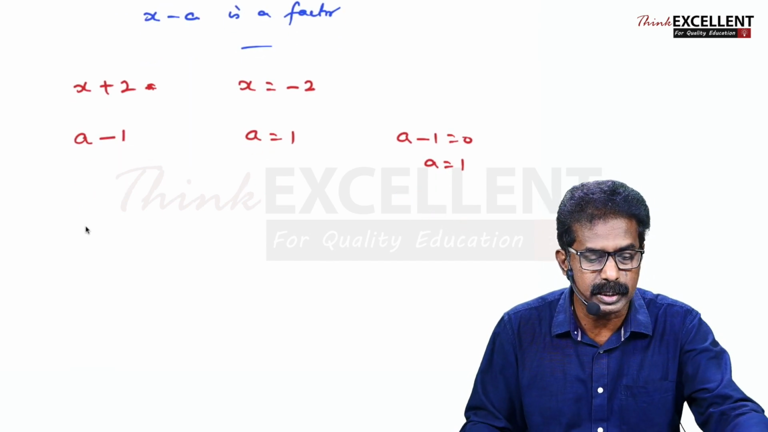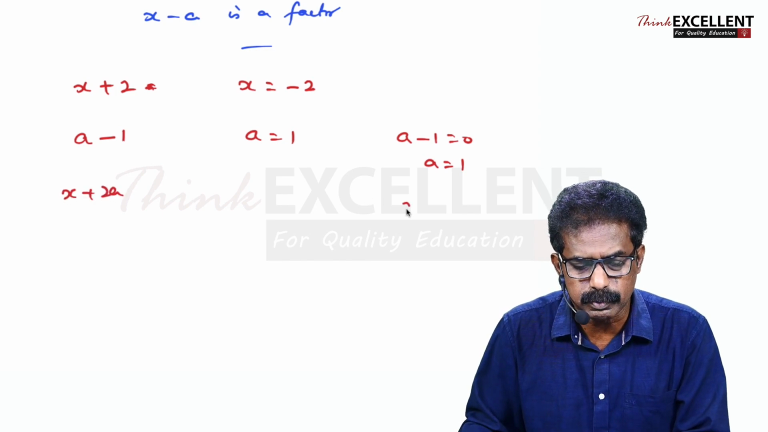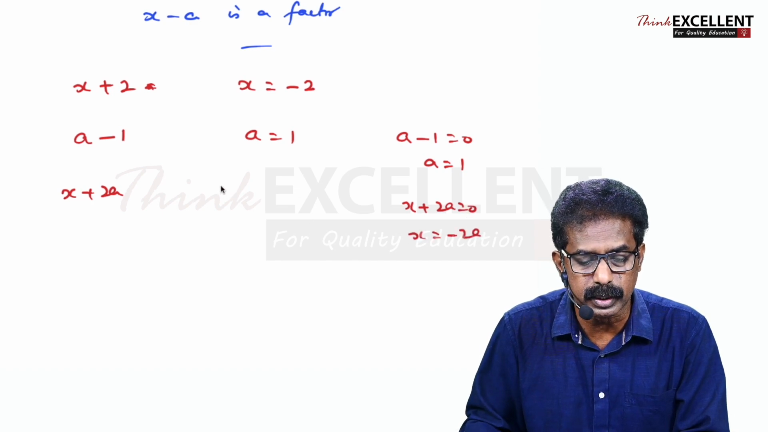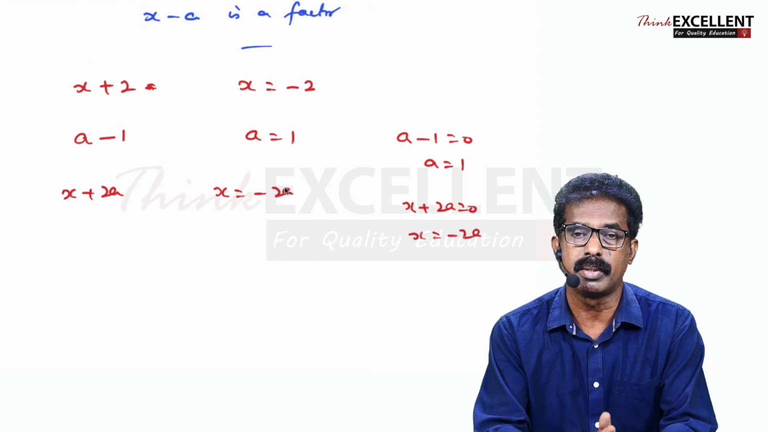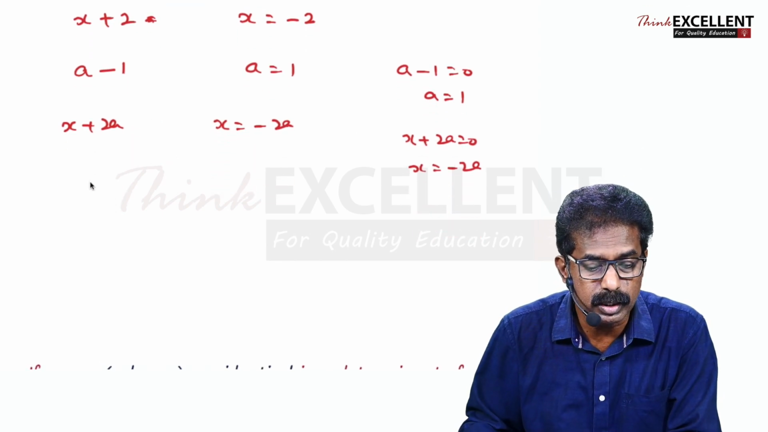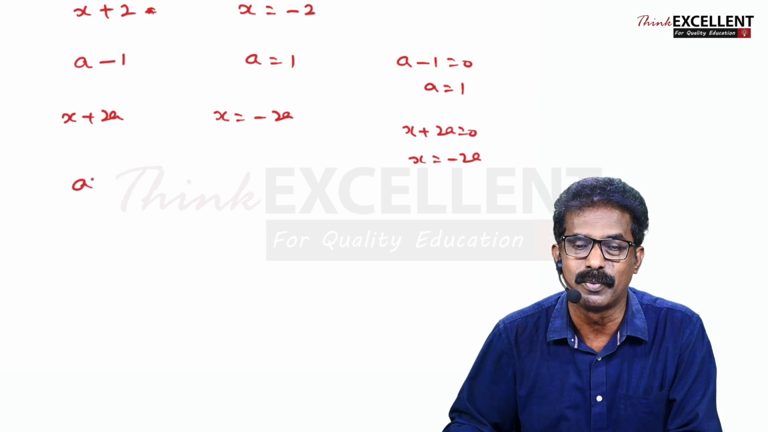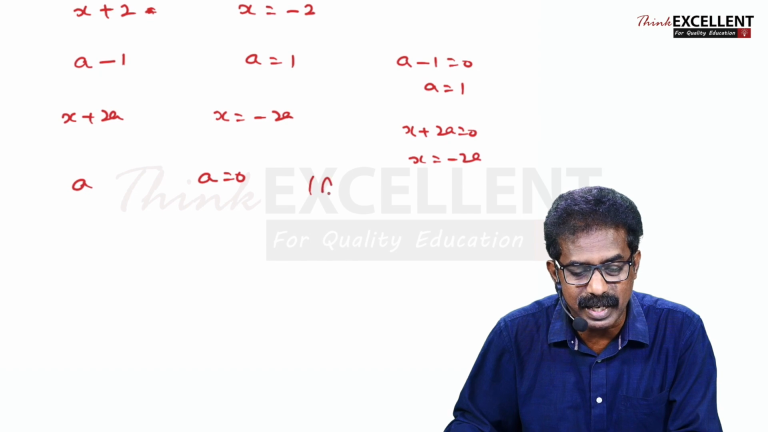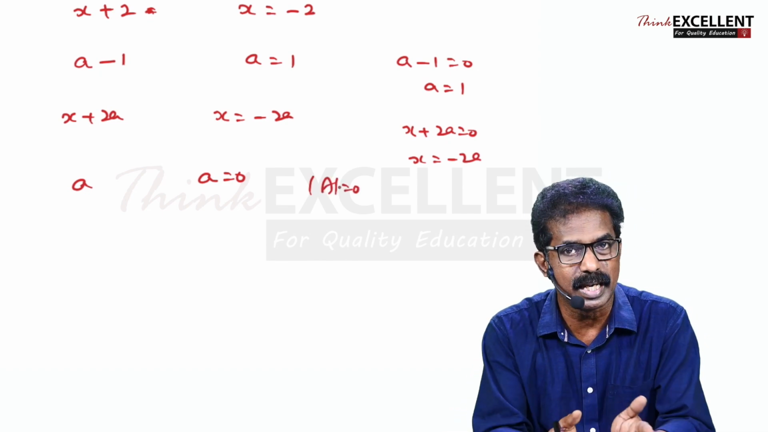Suppose you want to prove x plus 2a is a factor. You put x plus 2a equal to 0, right? So x is equal to what? Minus 2a. You put x is equal to minus 2a. When you put x equal to minus 2a, if determinant A vanishes, then you can say x plus 2a is a factor. Suppose you want to prove a is a factor. What do you do? You put a equal to 0. If determinant A vanishes, then you can say a minus 0, which is the same as a only, is a factor.